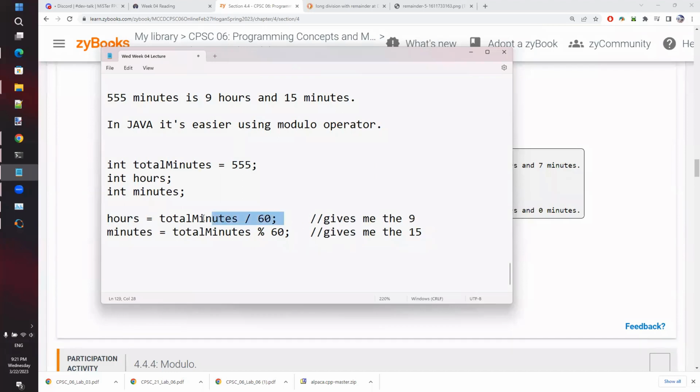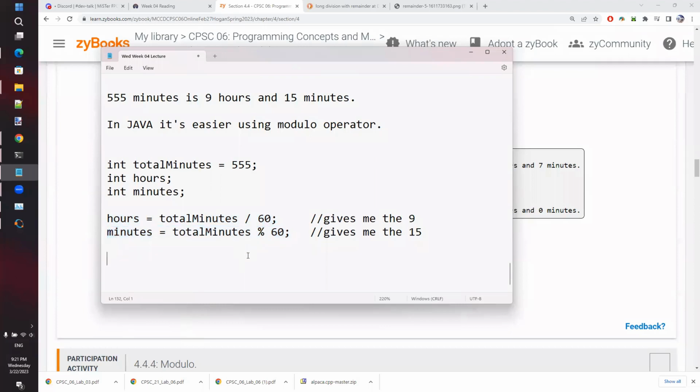That's it. So you divide to find out how many hours, and then to get the leftover, you use the modulo, right? Leftover is a remainder. And so with this in mind, if you understand this concept, these problems are easy. They are tricky to think about because you're not used to doing this. But the modulo operator will give you the leftover after you do a division.